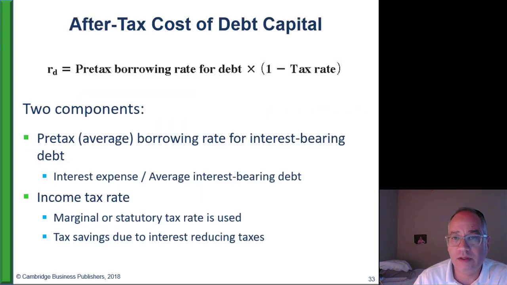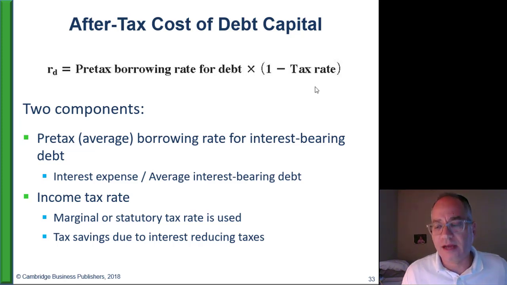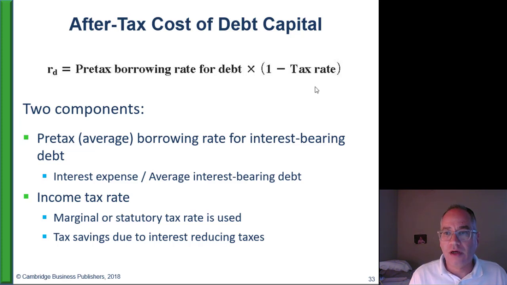So one formula that can be used for the after-tax cost of debt capital would be the pre-tax borrowing rate for debt times 1 minus the tax rate. Computing 1 minus the tax rate is very important because for equity, we have dividends which are not tax-deductible. However, debt is subsidized by the government in essence because it's tax-deductible. So it makes sense, when you compute the borrowing rate, to multiply it by 1 minus the effective tax rate in order to figure out what the real cost of borrowing is.